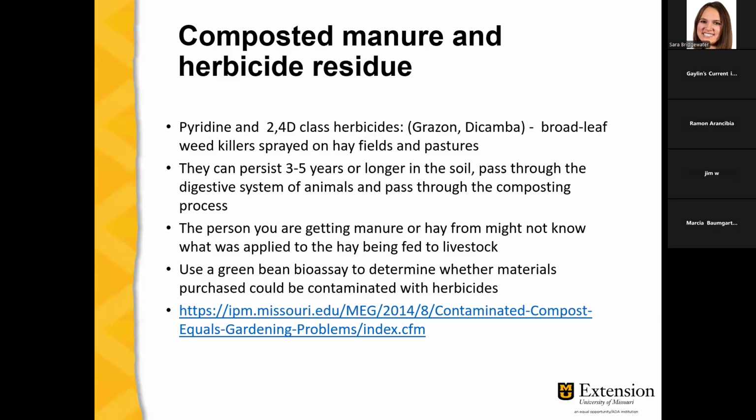The two most sensitive crops to these particular herbicides are green beans and tomatoes. So you can take a little bit of this compost material and seed it with green beans or tomatoes. Green bean is faster than tomatoes. If they don't germinate, or if they germinate and show symptoms, twisting and not looking well, we'll see a couple of pictures later, then you want to avoid that compost or material. That means it's likely to be contaminated with herbicide.